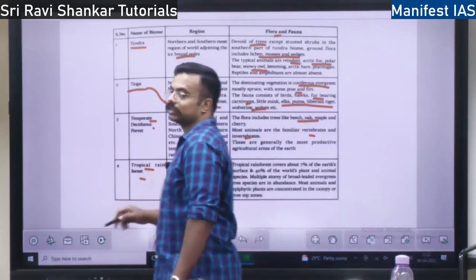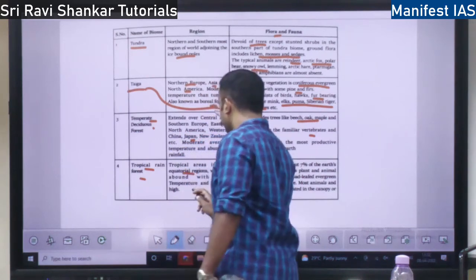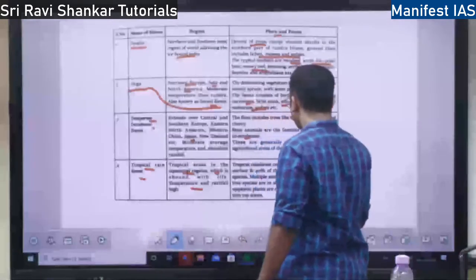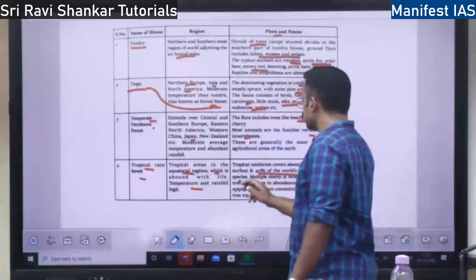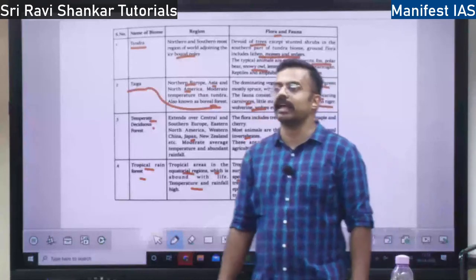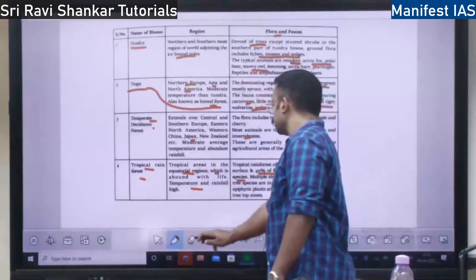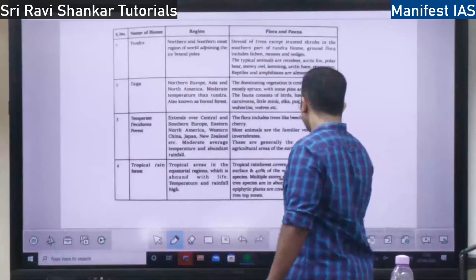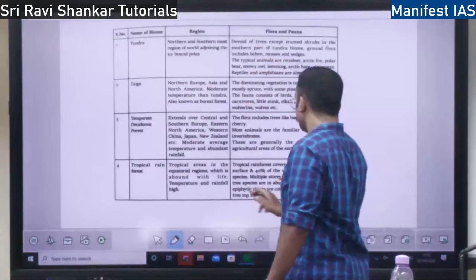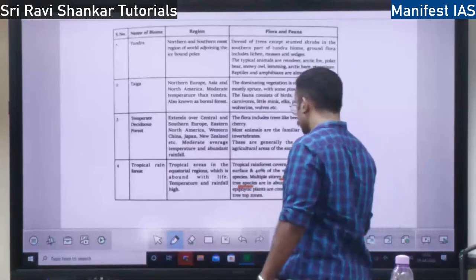Tropical rainforest. Tropical rainforest you have in the equatorial region. You know where the region is? Here 40% of the world's plant and animal species are there. 40% of the species are there. There you find multiple stories of broad-leaved evergreen trees. Evergreen trees you will find in this region.